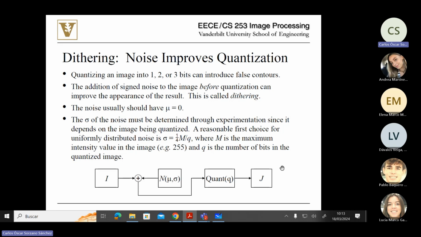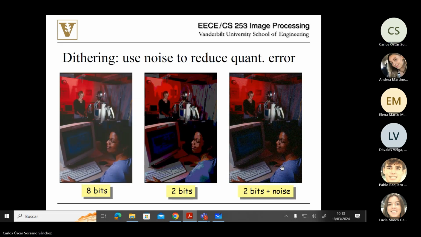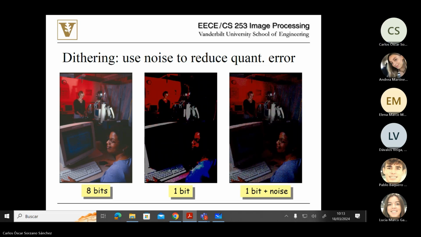So you take this sigma, generate noise with 0 mean and this sigma, and then you quantize. You see that the result of the quantization is much more natural if you add noise than if you don't. This is kind of extreme, just transmitting 1 bit per pixel. The quality is not good, but this is 8 times cheaper than this one.